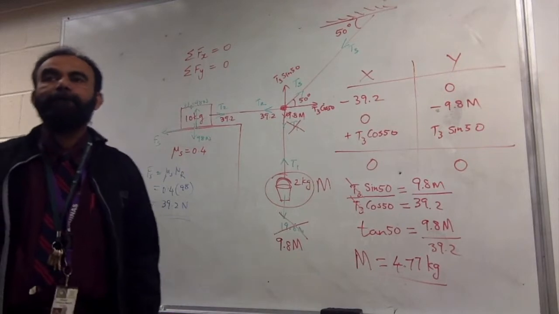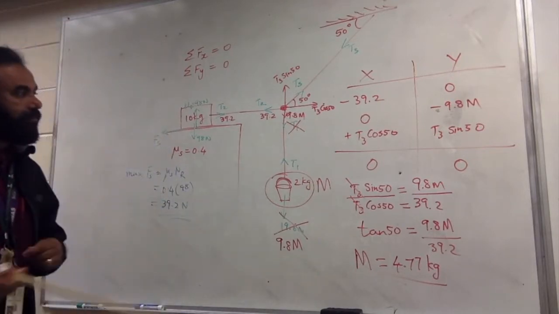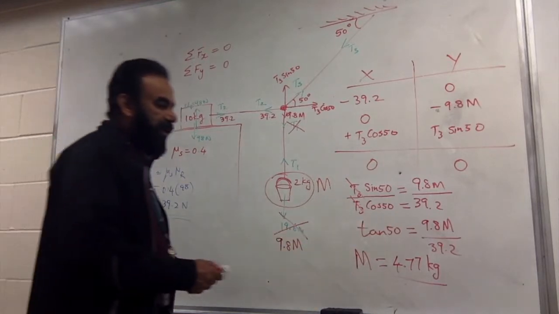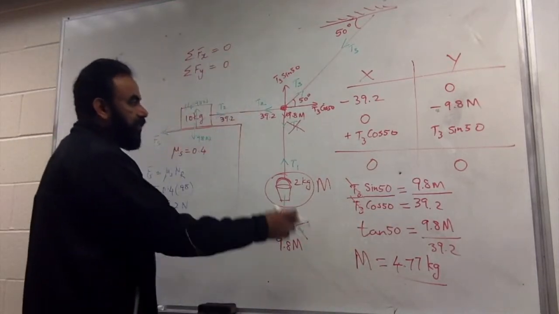Can you go over the steps again, from how you got from tan 50 equals 9.8 m over 39.2? Oh, here? Just cross multiply those two.